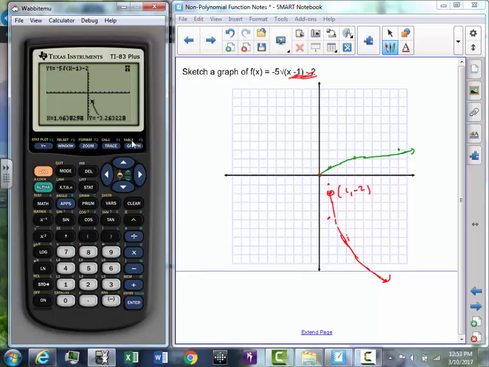Another option is you can go to your table and you can look for the last point that doesn't give you an error. And so the last point that doesn't give you an error was 1 and -2, which was the last point right here that works.